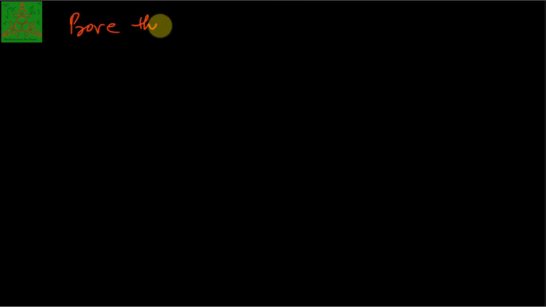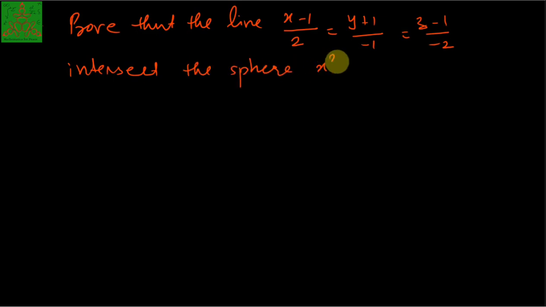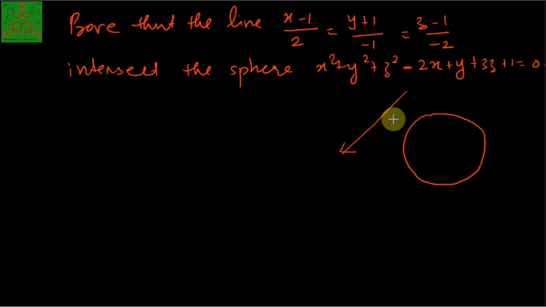Prove that the line (x − 1)/2 = (y + 1)/(−1) = (z − 1)/(−2) intersects the sphere x² + y² + z² − 2x + y + 3z + 1 = 0. Now here the question is, the given line is intersecting this sphere. So if you have a sphere and a line, and it says that it intersects, then there should be three conditions.